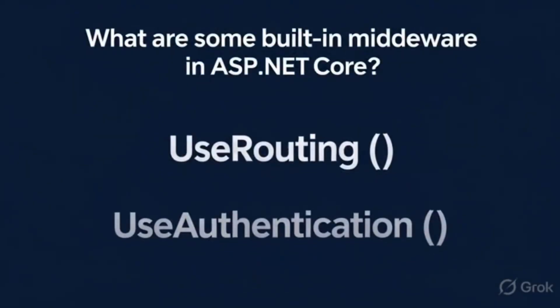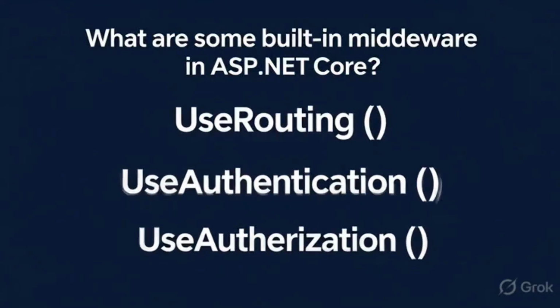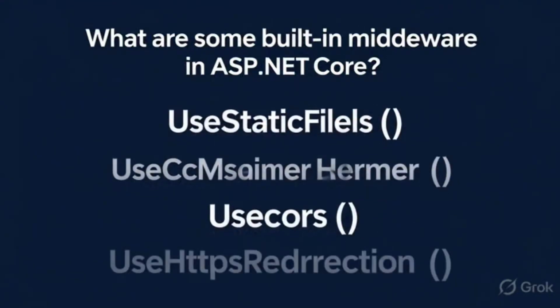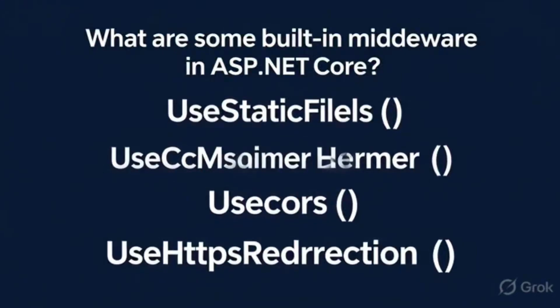What are some built-in middleware in ASP.NET Core? UseRouting, UseAuthentication, UseAuthorization, UseStaticFiles, UseEndpoints, UseCors, UseHttpsRedirection.